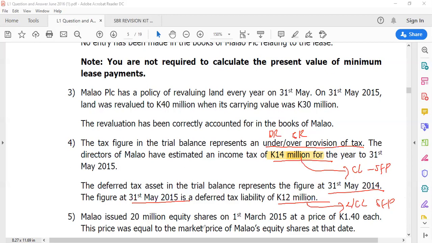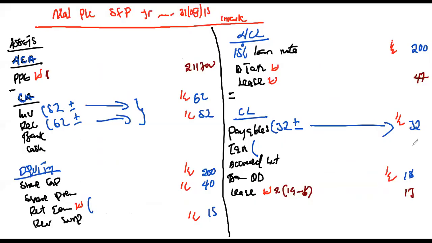I love published accounts, I'm telling you. Come, we help you. Don't waste time. Don't fail. So we are going to bring tax there. Yes, tax. 14 million, we simply bring it there.